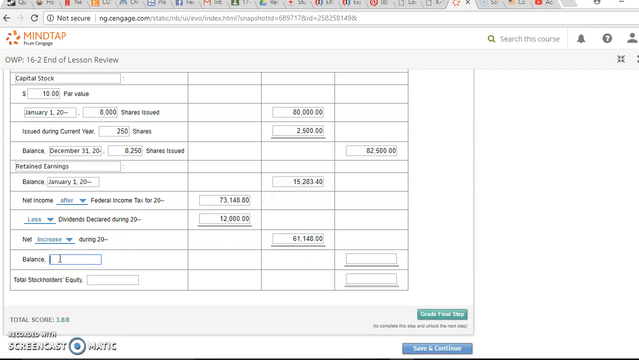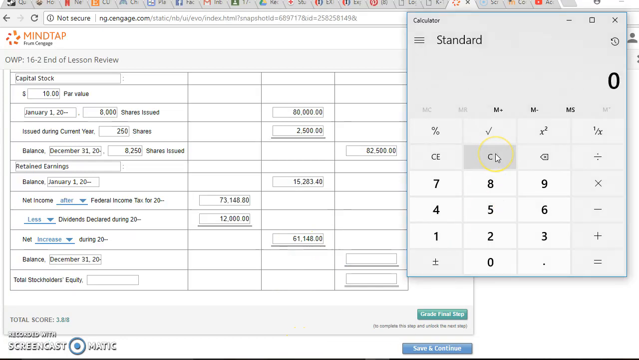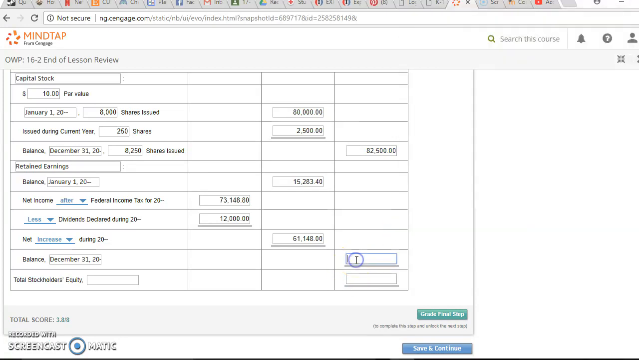So the balance then on December 31st, 2018 is your balance starting the month or starting the year, and your increase during the year. You're going to add those two together. Is 76,431.40.